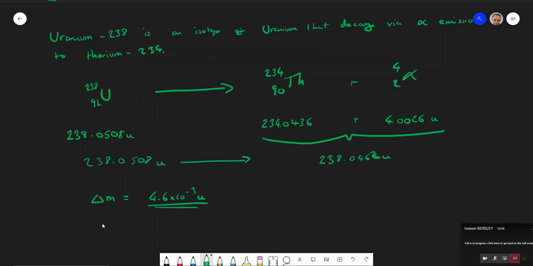The atomic mass unit has a mass, so 1 U is equal to, no, hang on, I typed it in wrong. It is 1.6605, so it's 1.661 times 10 to the minus 27 kilograms. So we can combine that together. The change in mass is this times this, times 1.661 times 10 to the minus 27, and then we get 7.641 times 10 to the minus 30 kilograms. So that's the change in mass.